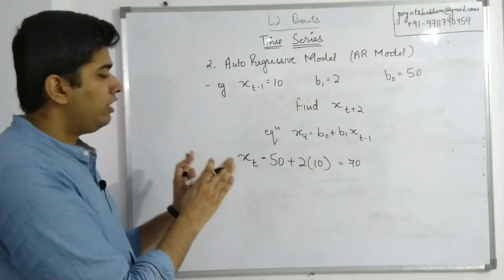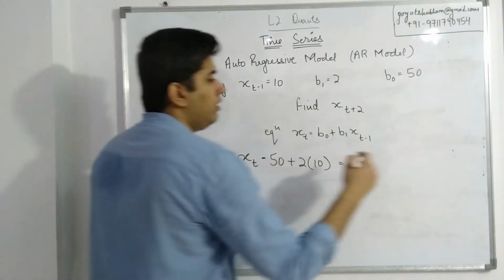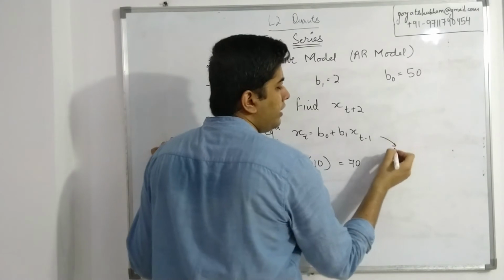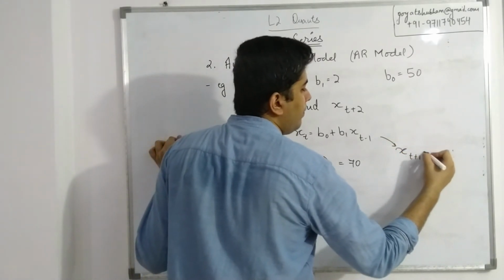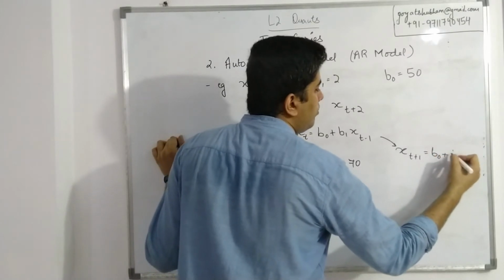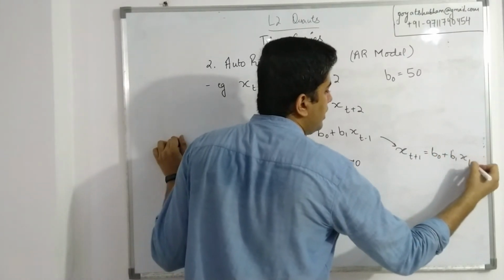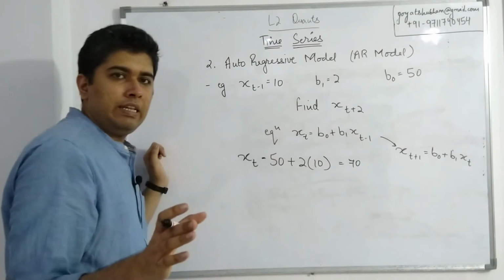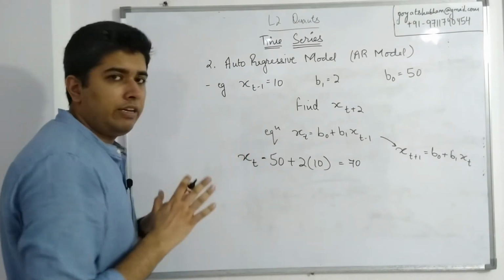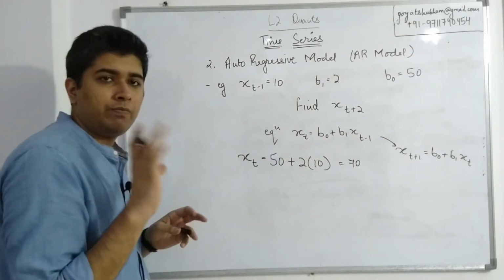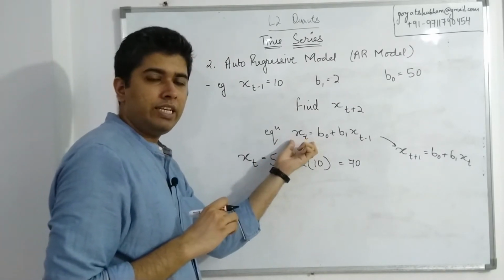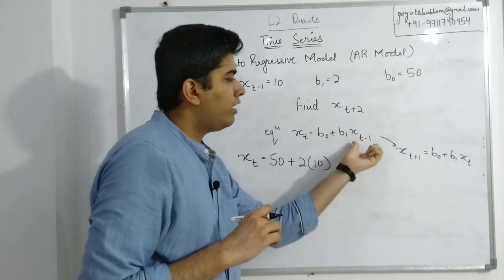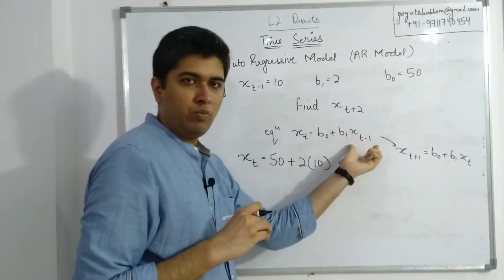Once we have the value of xt, I can give another iteration to this equation, which is xt plus 1 is equal to b0 plus b1 xt. All I've done is, the equation said there has to be a lag of 1. A lag of 1 means if I have dependent variable as xt, my independent was supposed to have a lag of 1, it would be t minus 1.